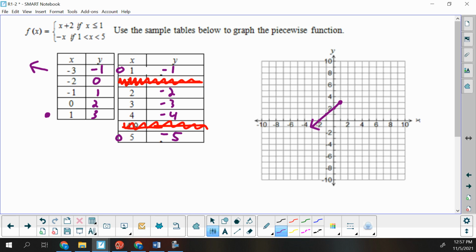Now from the other one, we're going to have an open circle at 1, negative 1. Then all the intermediate points just get normal points, closed circles. So you have 2, negative 2, 3, negative 3, 4, negative 4, and then an open circle at 5, negative 5. So we'll connect those, and you just connect the outer edge of the open circle when you draw that in. And that would be our graph of this piecewise function.